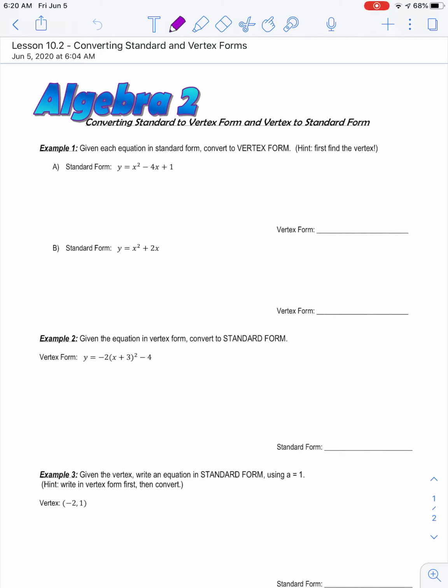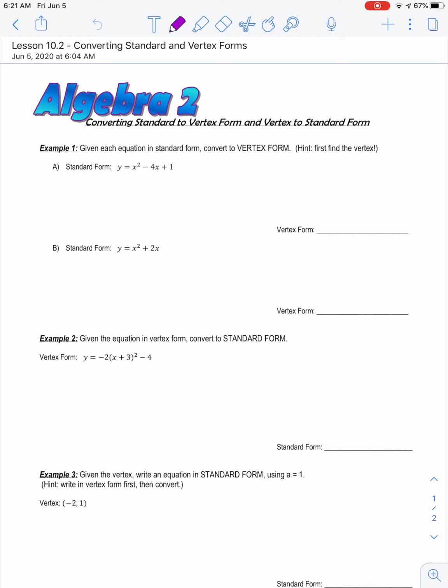In this lesson, we will be converting standard to vertex form, and in example 2, we'll work backwards from that and convert from vertex to standard form. So let's take a look at example 1. It says, given each equation in standard form, convert to vertex form, and we have a hint.